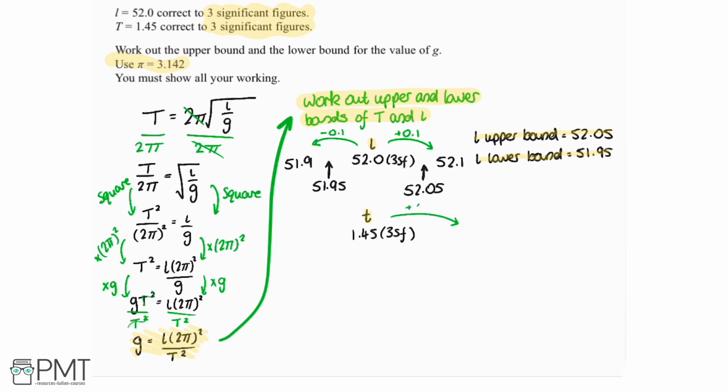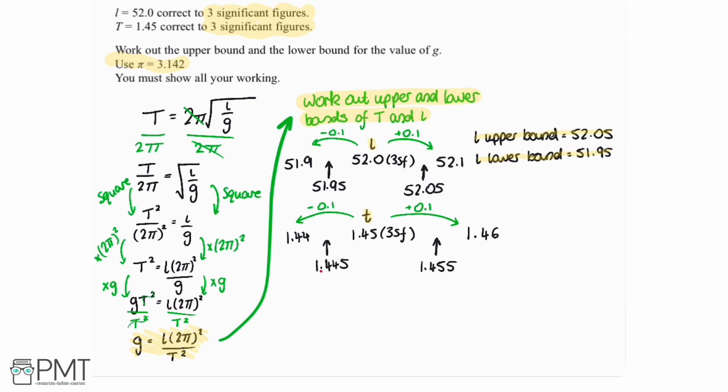So we're going to add 0.1 and then go halfway between that again. So it's going to be 1.46, and halfway between that it's going to be 1.455. And if we subtract 0.1, we're going to have 1.44. And if we work out what's halfway between this and this, we are going to get 1.445.